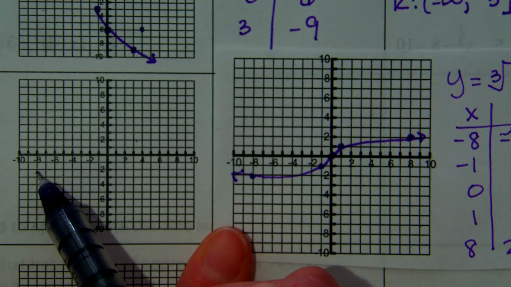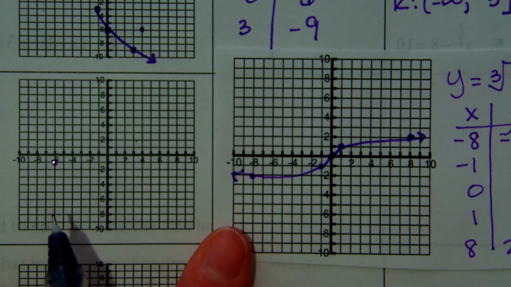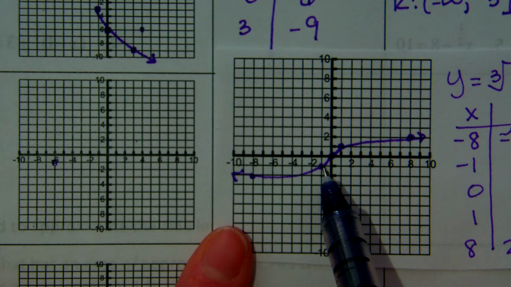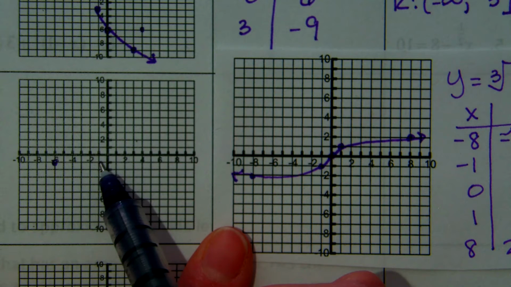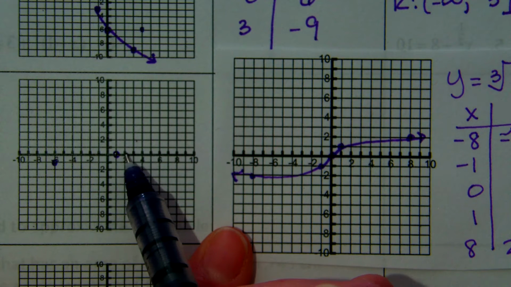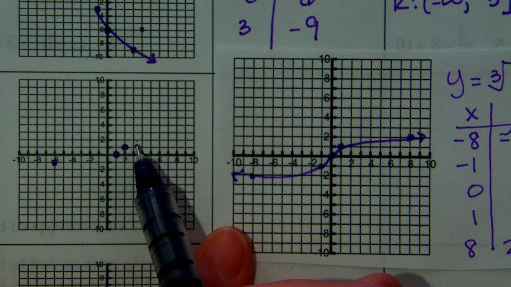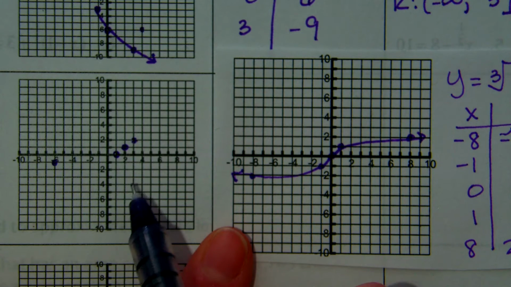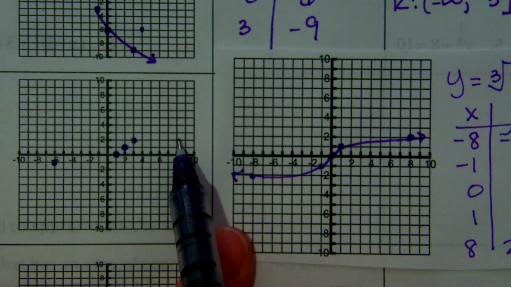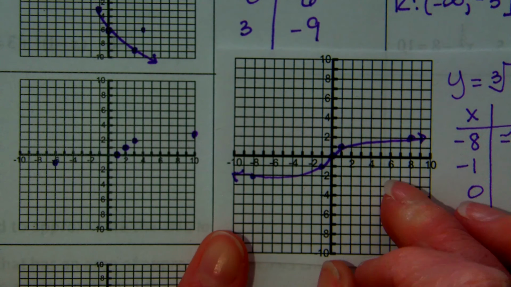So I'll start at -8. So -8, -2, and I'm going to move right 2 and up 1. And we end up here at -6, -1. If I take the point -1, -1, and I move it right 2 and up 1, we end up at 1, 0. If I take the point 0, 0, and move it right 2 and up 1, we end up at 2, 1. If I take the point 1, 1 and move it right 2 and up 1, we end up there. And if I take 8, 2 and move it right 2 and up 1, we end up at 10, 3.